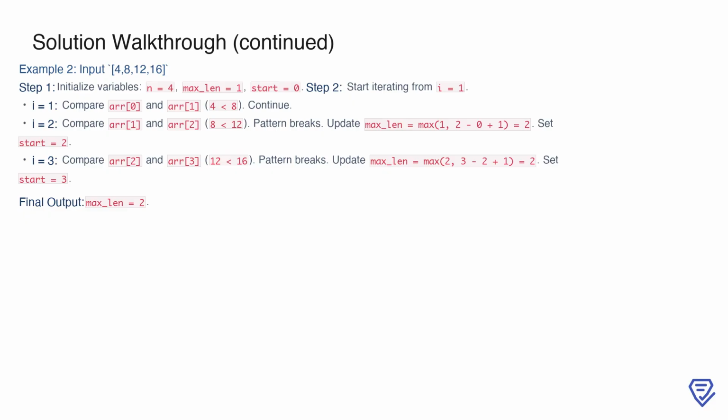We calculate the length of the current window as 2 - 0 + 1 equals 3, no wait, 2 - 0 + 1 equals 2 and update max_len to 2. We set start to 2 to begin a new window. At i equals 3, the comparison of arr[2] and arr[3], 12 and 16, again breaks the turbulent condition, so we calculate the window length as 3 - 2 + 1 equals 2. Since max_len is already 2, it remains unchanged. The final output for this example is max_len equals 2.